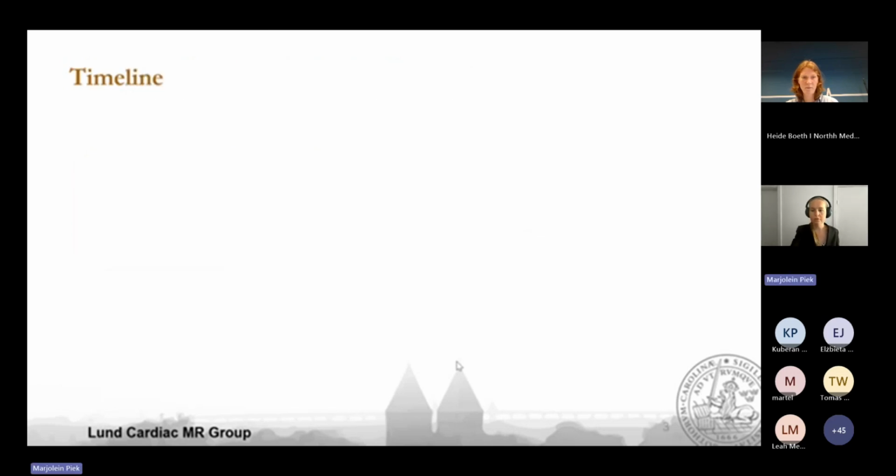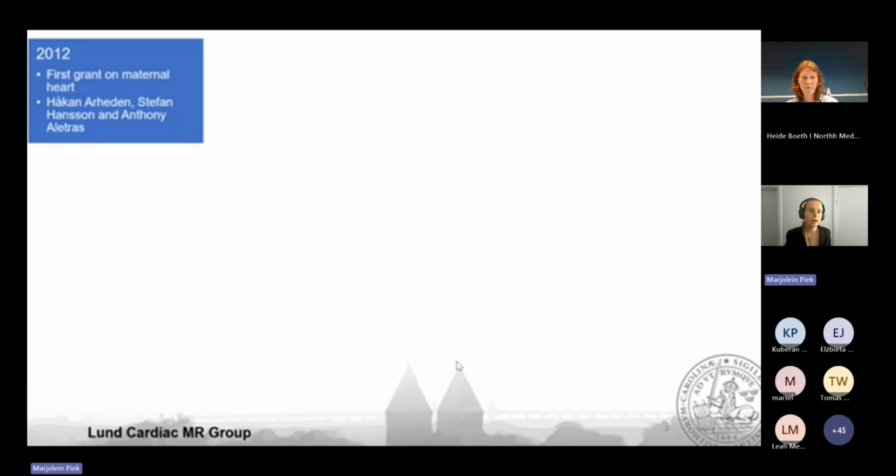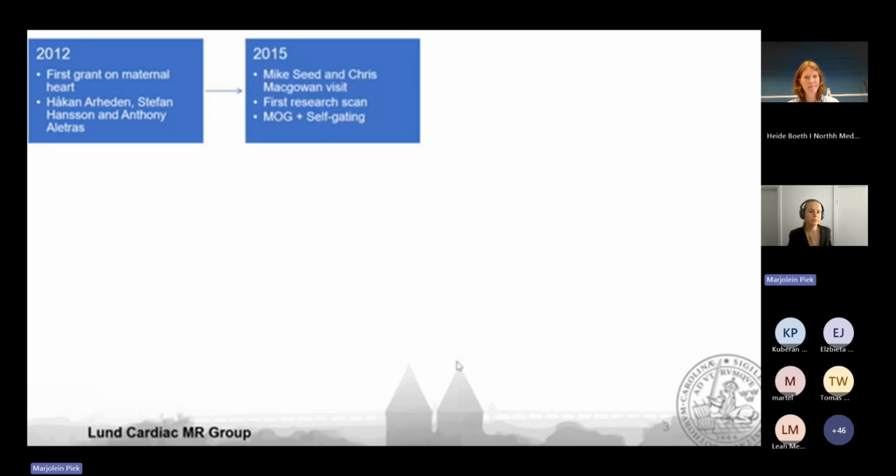And then let's go over the timeline that we have. Well, we started actually back in 2012 with the first ideas. We received the first grant on a maternal heart, which then eventually led to actually fetal scanning. This was first initiated by Håkan Arheden, the professor of clinical physiology, Stefan Hansen, the head of obstetrics, and Anthony Aletros, an engineer from Greece. And then some years later, in 2015, we started actually doing fetal. Mike Seed and Chris McGowan visited us in Lund from Sick Kids Toronto.